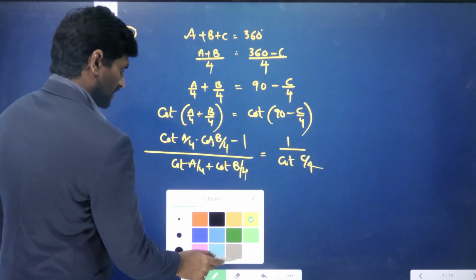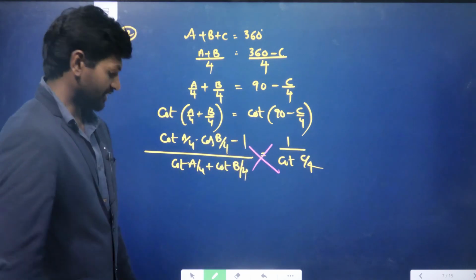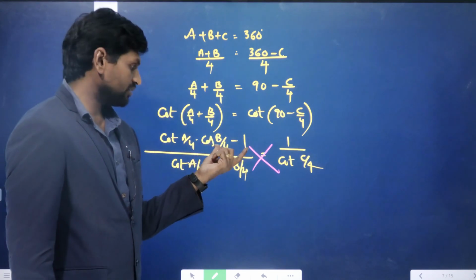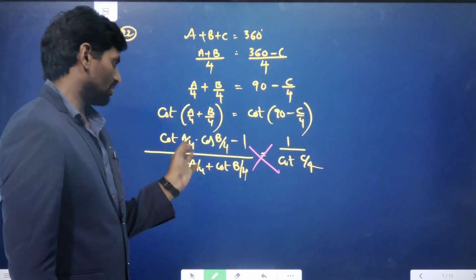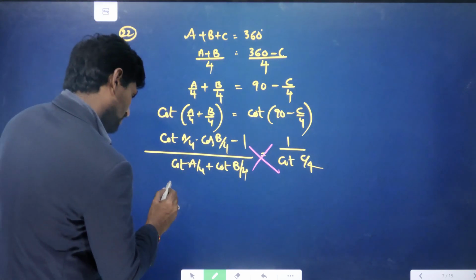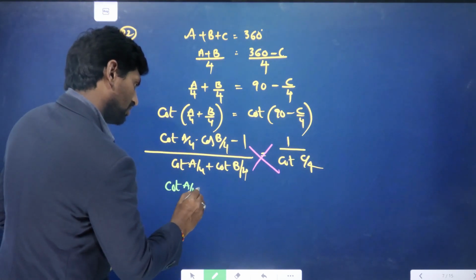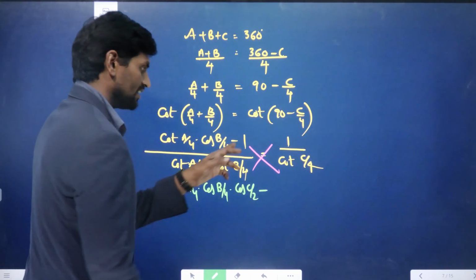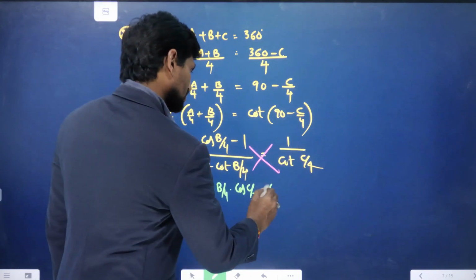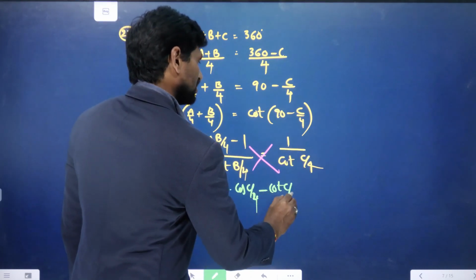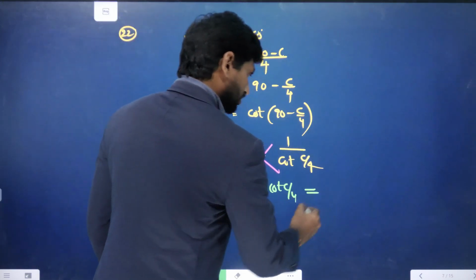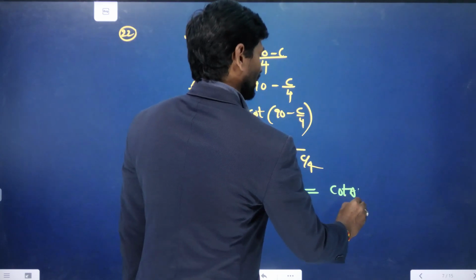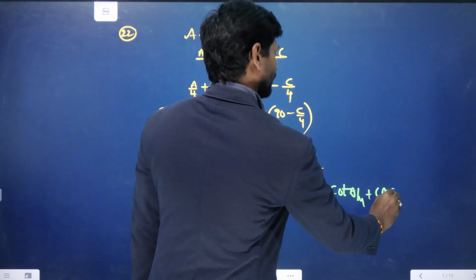Now do the cross multiplication here. What is the cross multiplication here? So cot A by 4, cot B by 4, cot C by 4 we have to multiply. So this I am going to write as cot A by 4 into cot B by 4 into cot C by 4 minus, here 1 is there, no? 1 into cot C by 4 is cot C by 4 only. That equals to 1 into this entire term. What is that? Cot A by 4 plus cot B by 4.